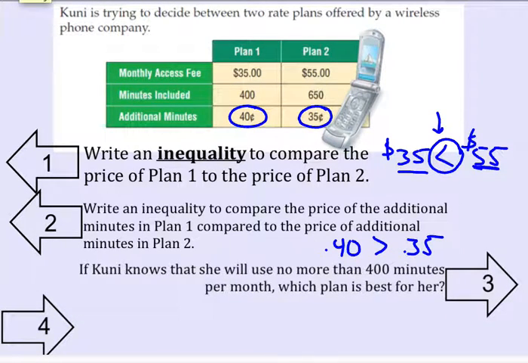Cooney knows that she'll use no more than 400 minutes per month. Which plan is best for her? Well, if she's not going to use more than 400 minutes per month, these don't really matter. Plan 1 is less than Plan 2. In other words, 35 is less than 55, so Plan 1 would be the best bet.